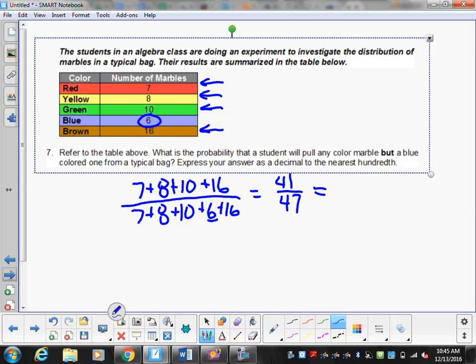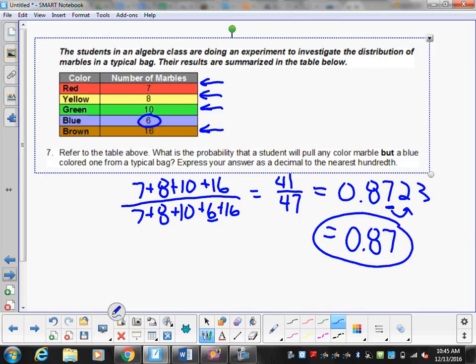And that gives you 0.8723. So the 7 is in the hundredth spot, and since the 2 is less than 5, we're going to leave the 7 just like it is. So it'll be 0.87. That's number 7. That's one of the probability problems.